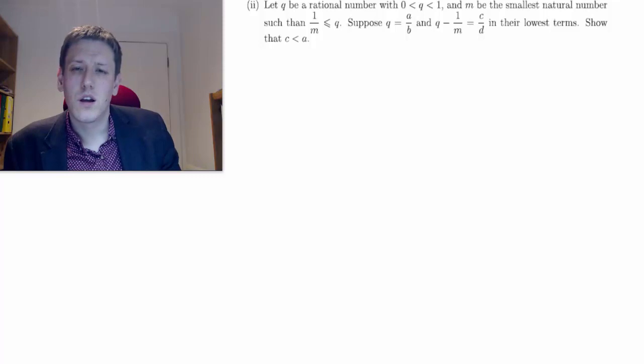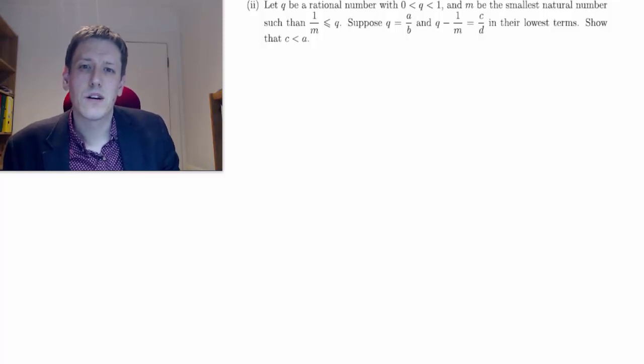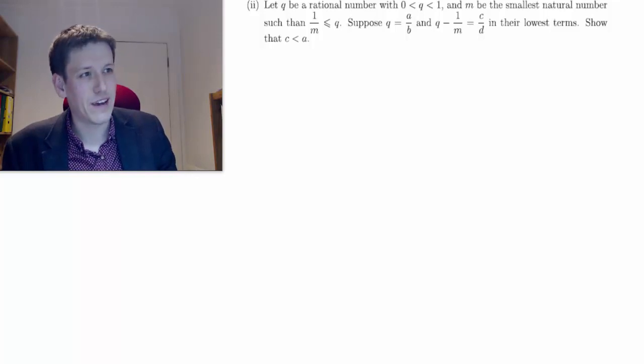So part 2, it says let q be a rational number with 0 less than q less than 1. So we're just starting by looking at rational numbers that are between 0 and 1, and let m be the smallest natural number such that 1 over m is less than or equal to q.